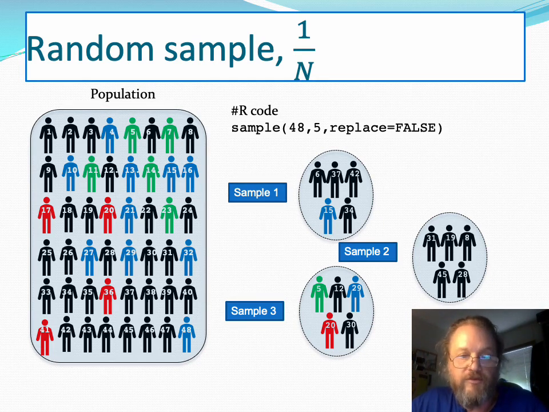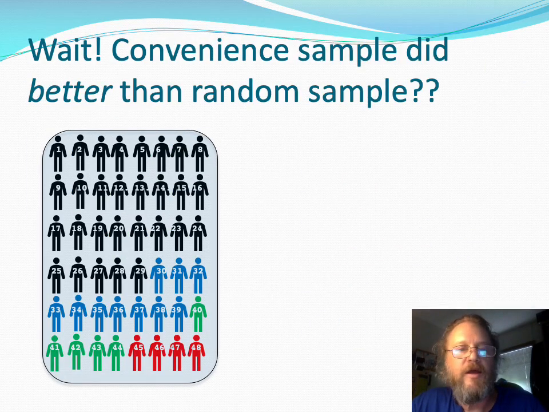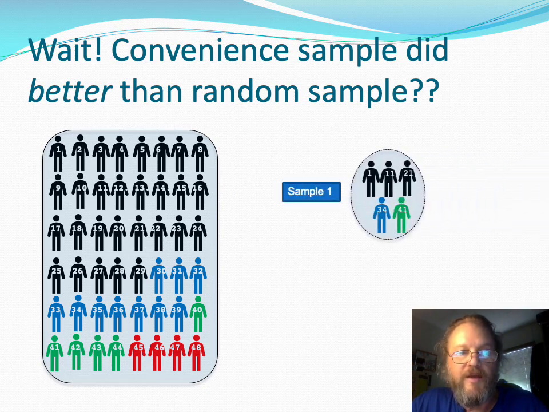The limitation is that sampling can always miss some individuals. If you were following along, you should have noticed that the convenience sample did a better job than the random sample. I missed the red, but that was a convenient sample. So how can you improve on this? Well, here's the point.